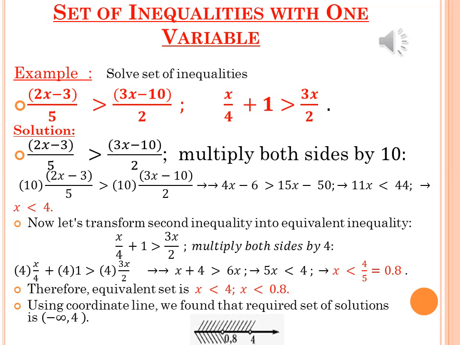So arrange: x on the left hand side, constants on the right hand side. So 15x transfer from right to left. So 4x minus 15x is minus 11x. Here negative 6, moving from left to right. So negative 50 plus 6 is negative 45. Negative on the left, negative on the right, we multiply by negative on both sides and change the symbol. Instead of greater than, we have less than. So 11x less than 44.